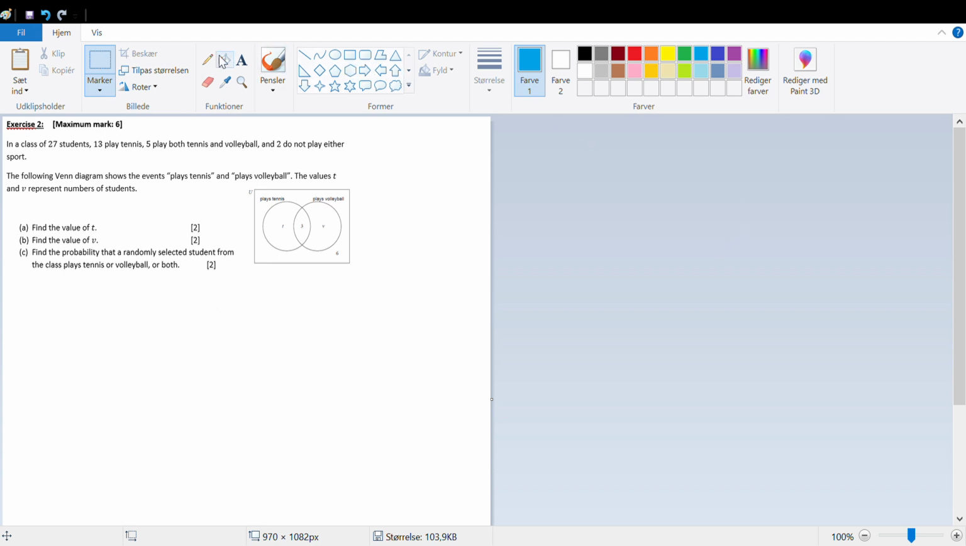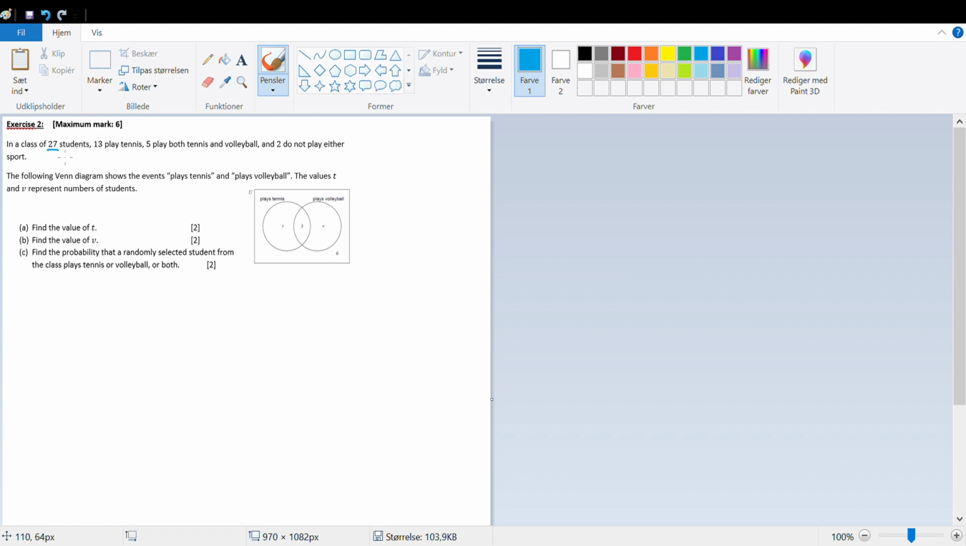So let's continue. Here we have another kind of question. This is now exercise 2 on paper 1. We have here a question that unfortunately I made a small mistake on when it came to putting it into the paper, but we'll try to ignore that.